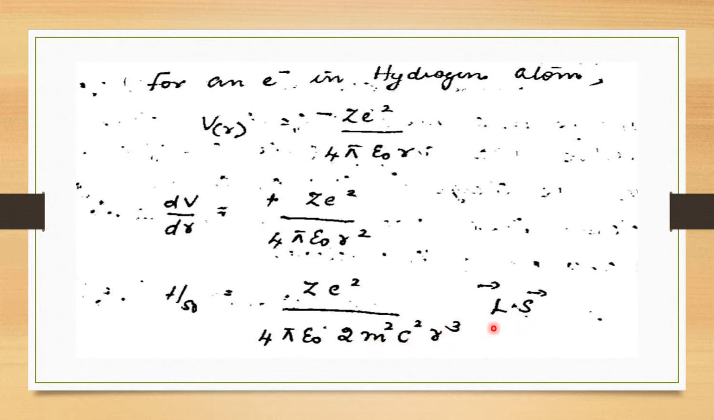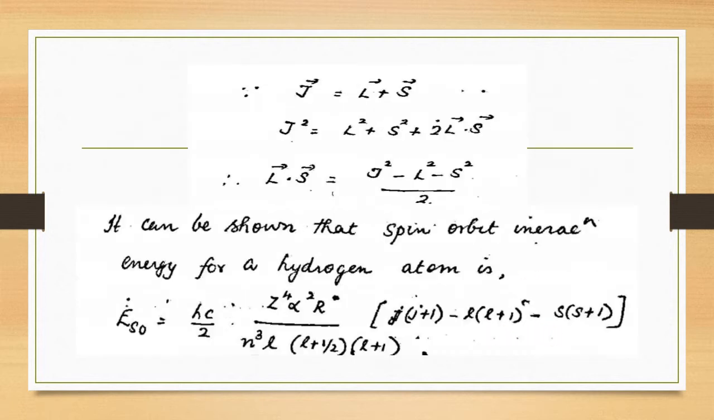Now we have to find out what is the interaction term L dot S. We know that J is equal to L plus S. So J square is equal to L square plus S square plus 2 L dot S. So L dot S is equal to J square minus L square minus S square, divided by 2.